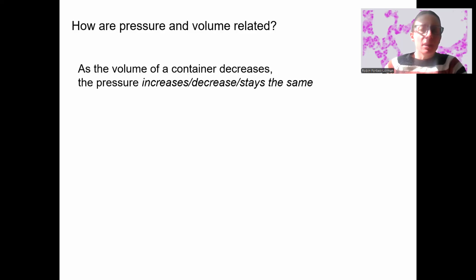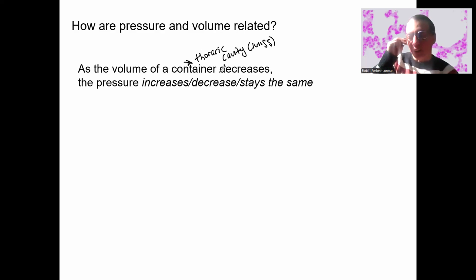Okay, I want to make sure we're all on the same page about how pressure and volume are related. We've seen this before, but now I want to talk more about changing the volume of a container. The container in the case of this unit is the thoracic cavity, which is going to contain the lungs. So as we change the volume of a container, how does the pressure change? Think about that, and I'm going to draw this picture to represent it.